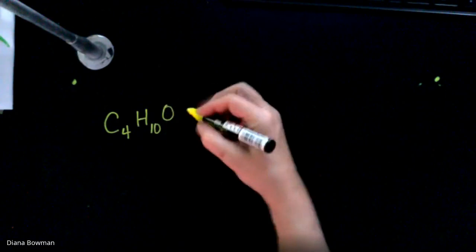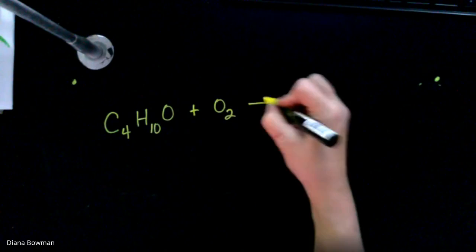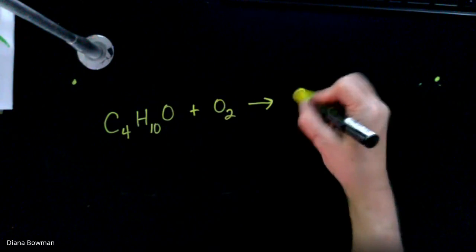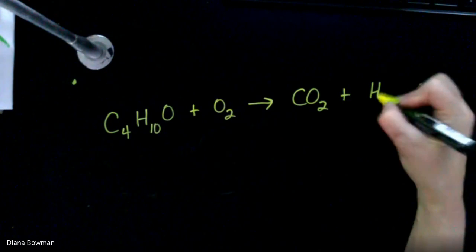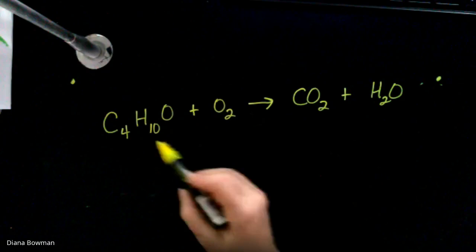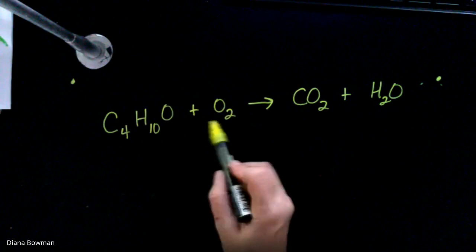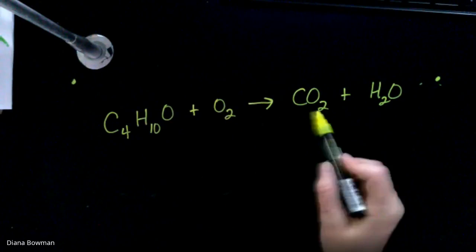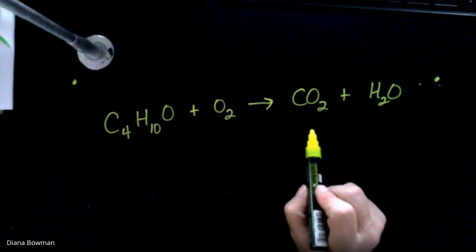C4H10O plus O2 yields CO2 plus H2O. Okay, so here we have, this is called a straight up combustion reaction. We're going to burn this in the presence of oxygen, and we're going to make carbon dioxide and water. Okay, so that's the equation.